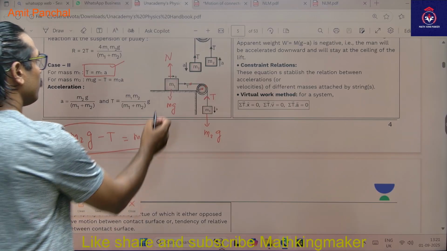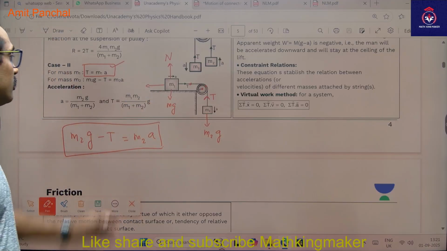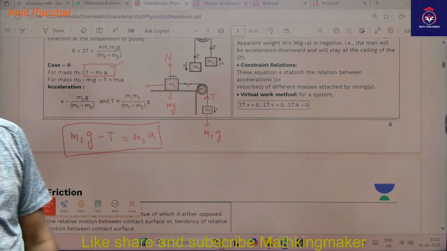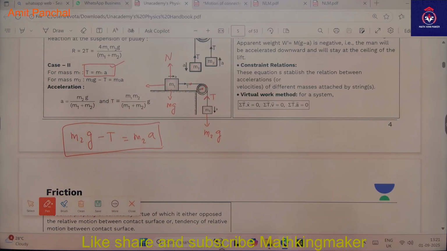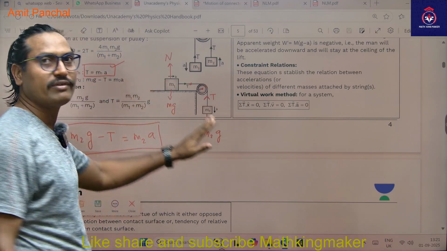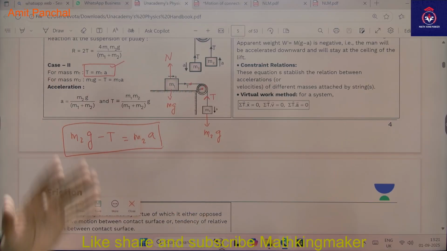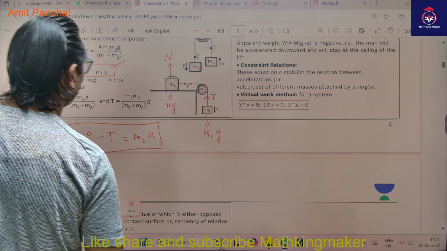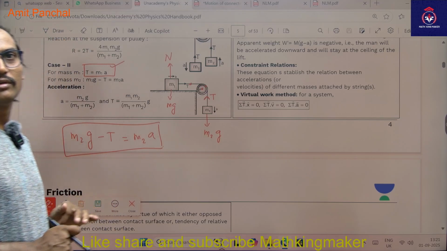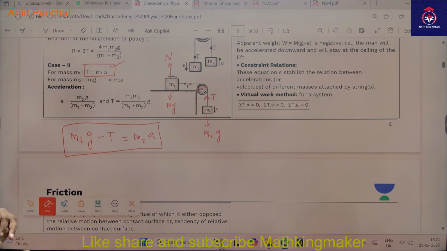Because this block cannot move like this, because it is a flat surface. At max, it can just stay at a constant location if it's equal. At that point of time, all forces will be in equilibrium, there will be no motion, acceleration will be zero. So, mass into acceleration of both of them will be the same. Got my point?